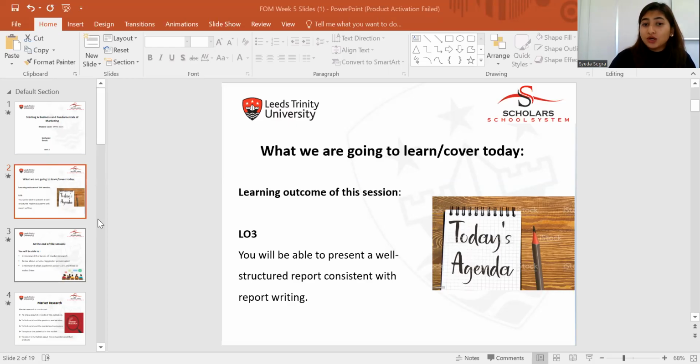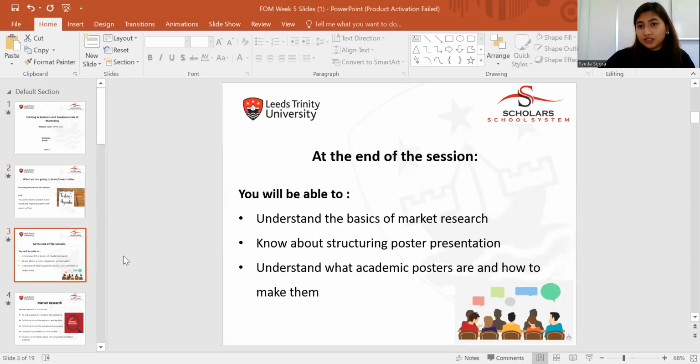In today's session, we're going to cover how to present a well-structured report and how to do the report writing. At the end of this session, you will be able to understand the basics of marketing research and know about structuring poster presentation and understand what academic posters are and how to make them.